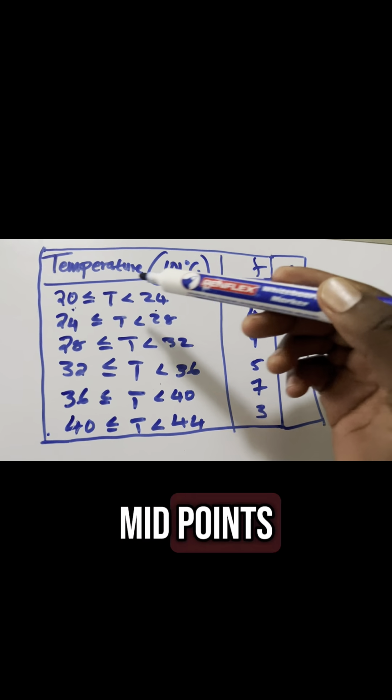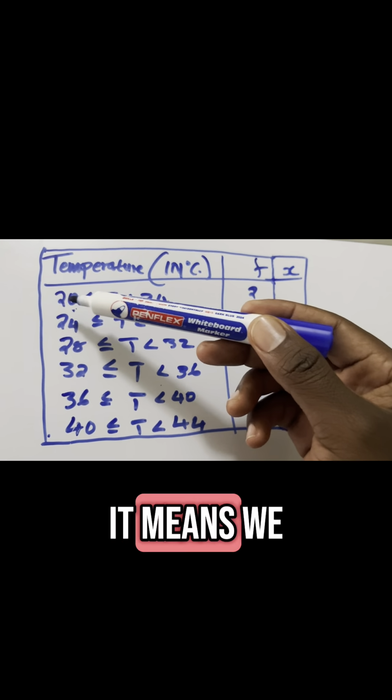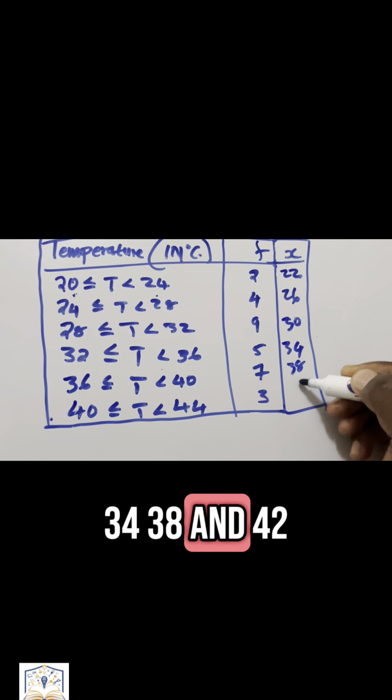So how do we get the midpoints? We take the lower limit plus the upper limit divided by 2. 20 plus 24 all over 2 gives us 22. We do the same thing: 24 plus 28 divided by 2, we get 26. Same thing when adding 24 and 28 and 32. We get 30, 34, 38, and 42.